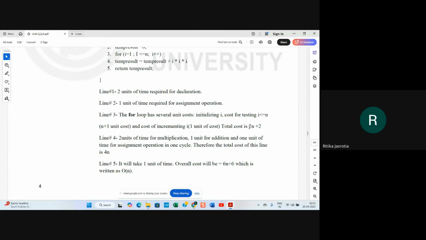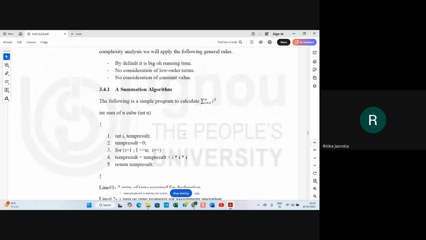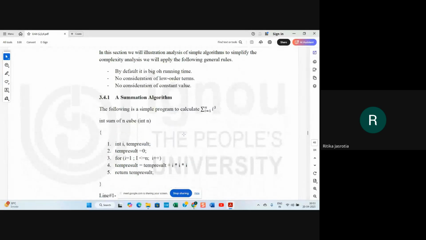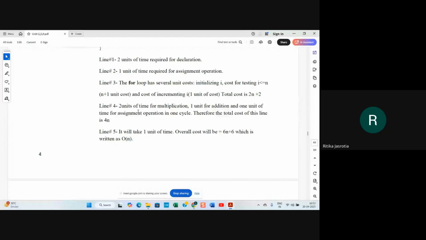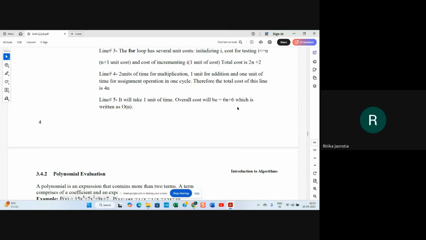Because how can it come 2n? They are just doing the analysis of how many units you will be using for initializing, for assigning, then how many units you are taking for the loop for initializing, condition and increment/decrement, and then how much will be for calculation and assignment, and then returning the result. So what is the overall cost? That is what they are calculating, which is written as O(n).